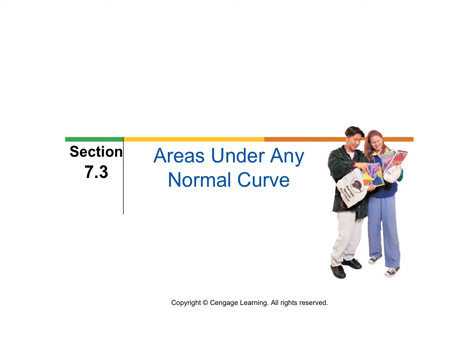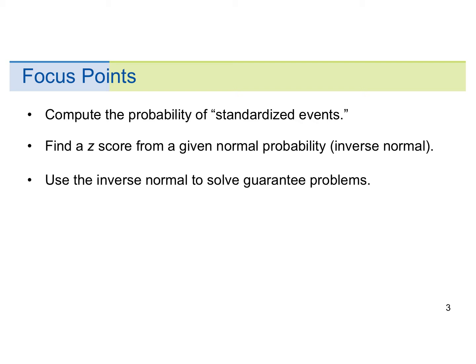This is chapter 7.3, dealing with areas under any normal curve. What are we going to focus on today? We're going to compute the probability of standardized events. We're going to find a z-score from a given normal probability and also the inverse. And we're going to use the inverse normal to solve guarantee problems.